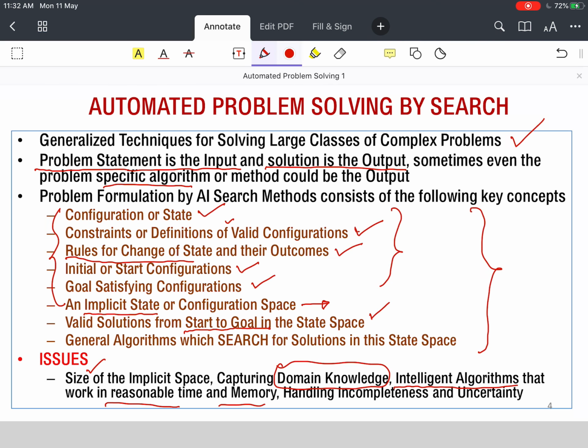So our approach is automated problem solving by search, by which a problem statement is the input, and given the description of the problem in terms of state transformation rules, valid configurations, and other aspects, we then try to find a path from start to goal. So we try to find a unified method to solve a complex set of problems.